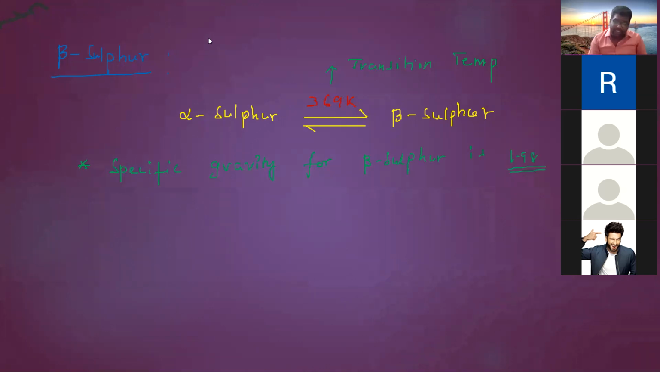It is also soluble only in carbon disulfide. Its melting point is 392 Kelvin. It is soluble in carbon disulfide, CS2. Okay, so these are the properties of beta sulfur.